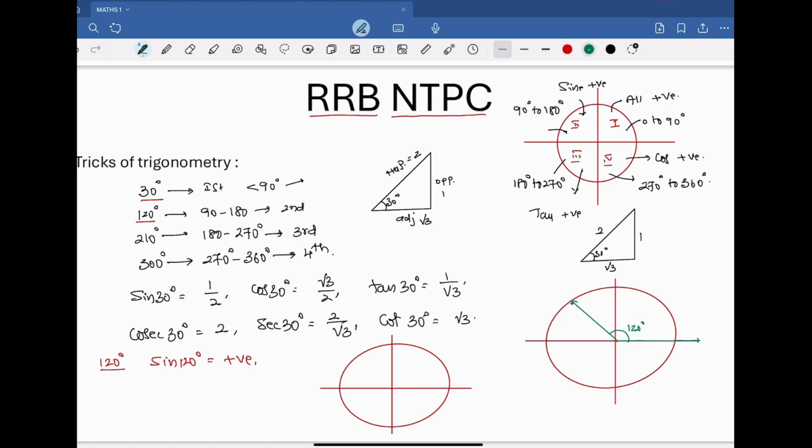The first one is, this is 30. Draw a perpendicular. For 30 degrees, the opposite side is 1, the adjacent side is root 3, and the radius is 2.